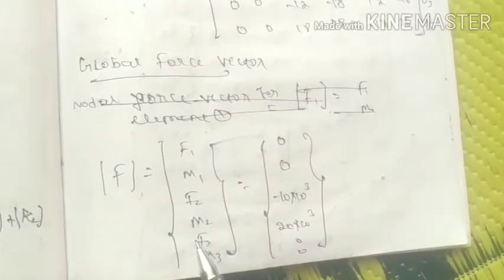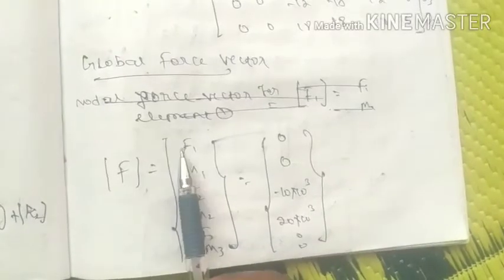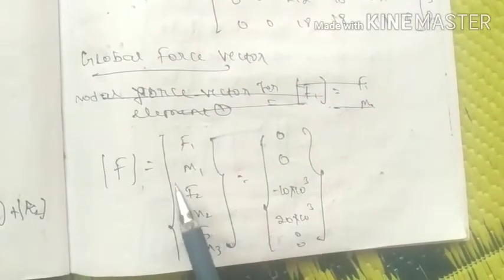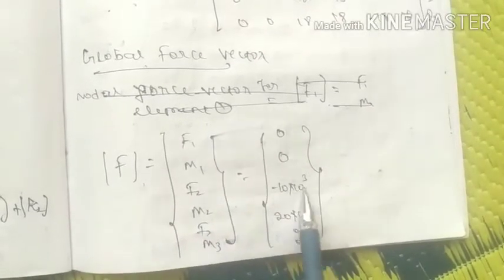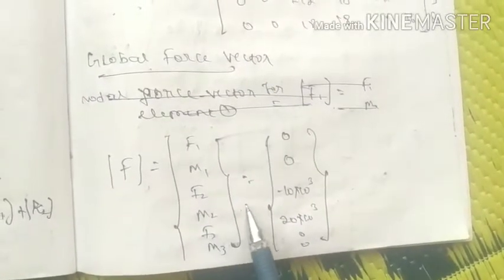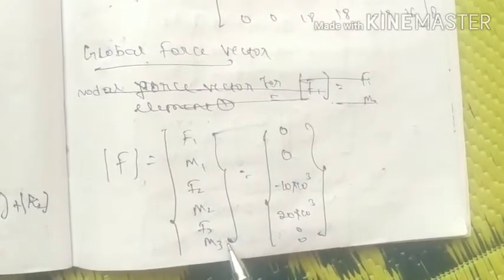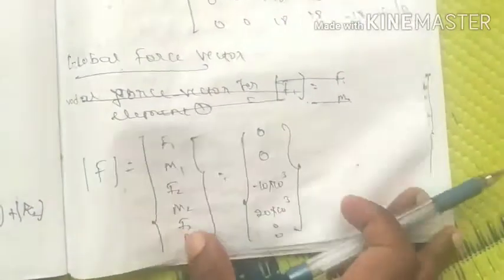Therefore F1, M1, F2, M2, F3, M3 with respect to node 1, node 2, node 3. So F1 is 0, M1 is also 0, but F2 is given, that is minus 10 into 10 raised to 3, and M2 is given, that is couple in the clockwise, therefore positive 20 into 10 raised to 3. F3 as well as M3 is as usual 0, 0.